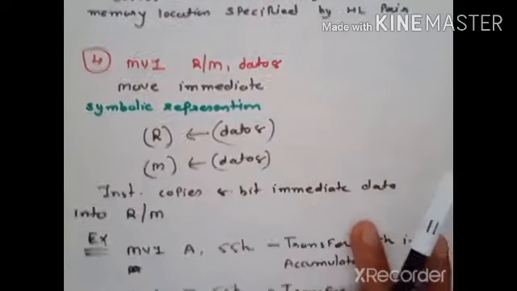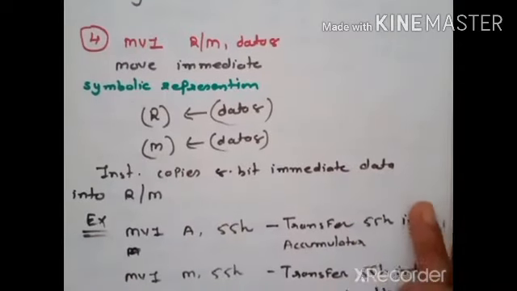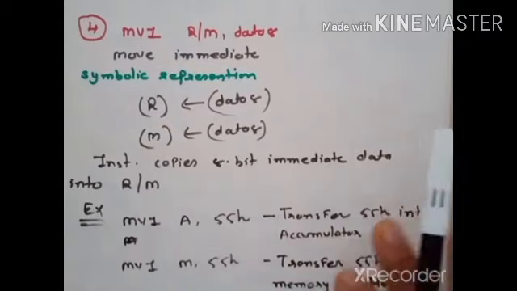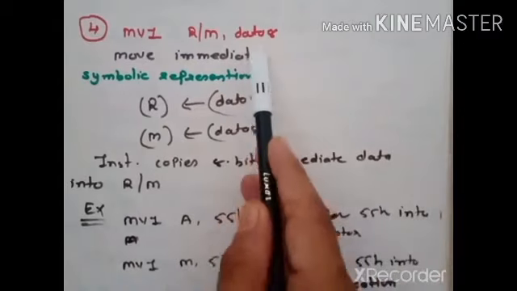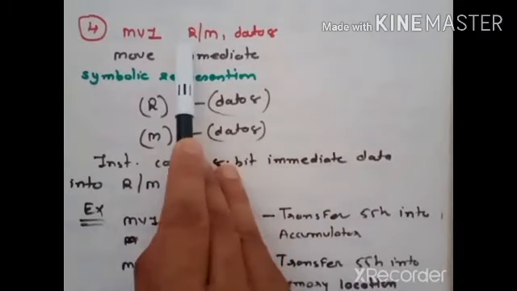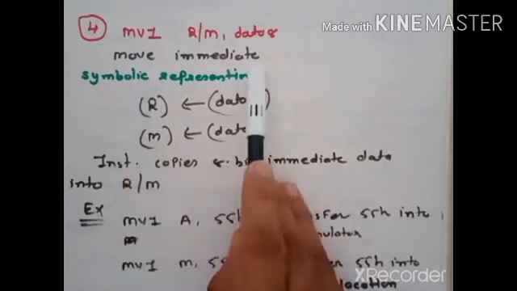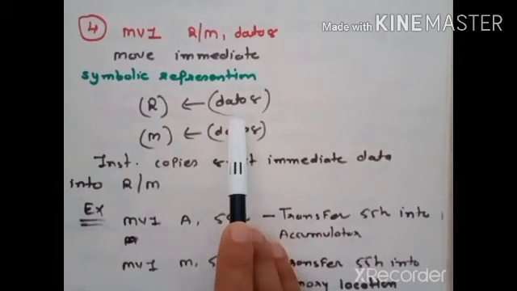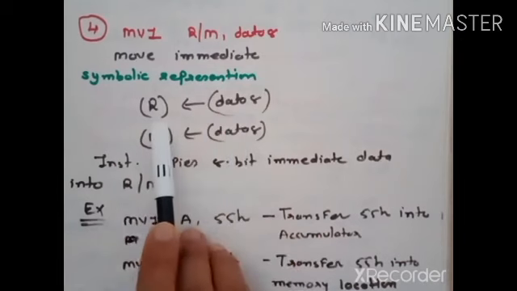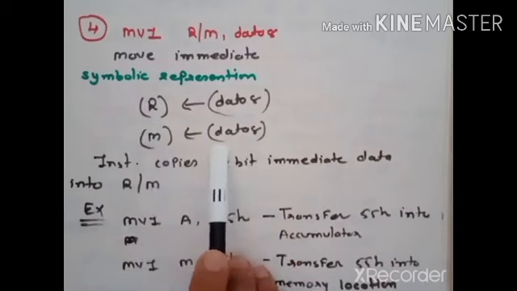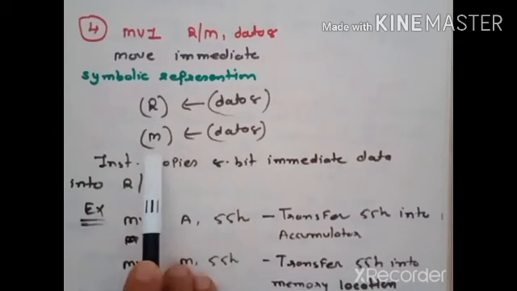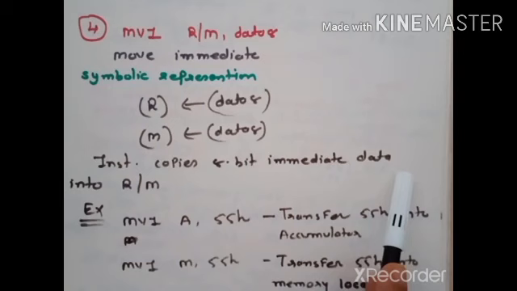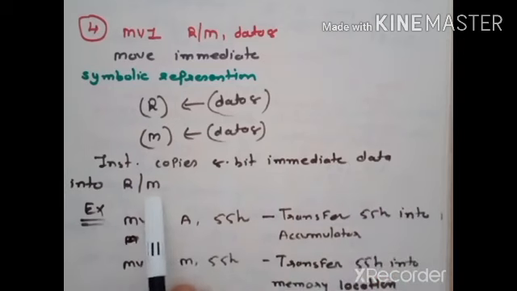Then next instruction is MVI. MVI data 8 R/M, that means move immediately. So symbolic representation, content data 8 is transferred to register R. Then data 8 is transferred to M, that means memory. This instruction copies 8-bit immediate data into R/M.